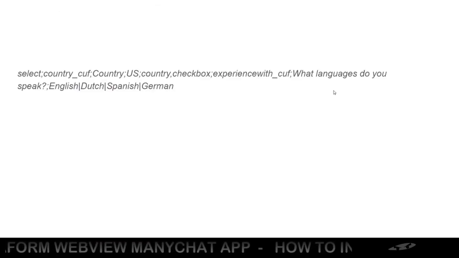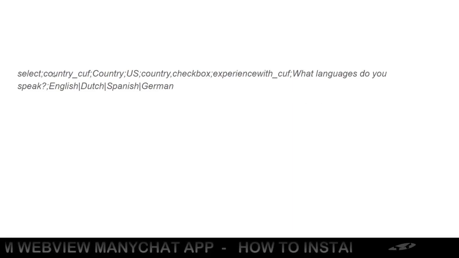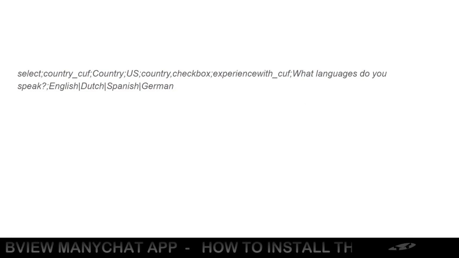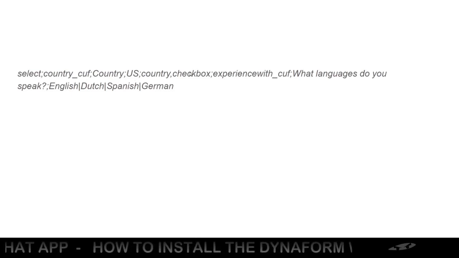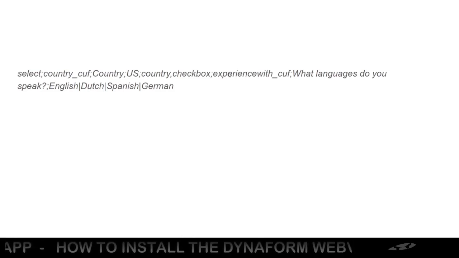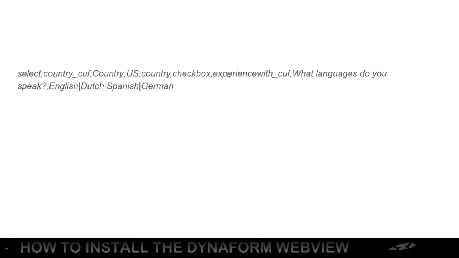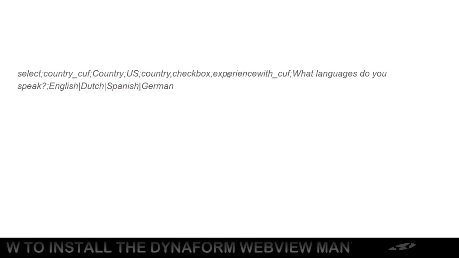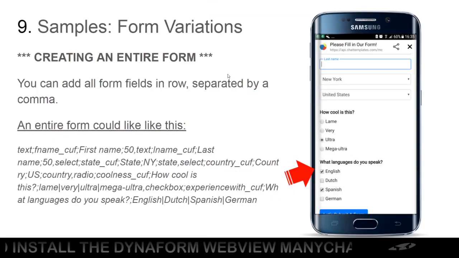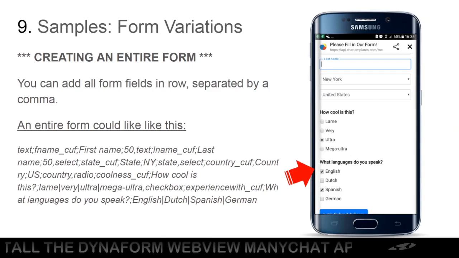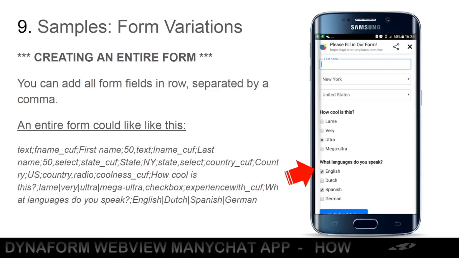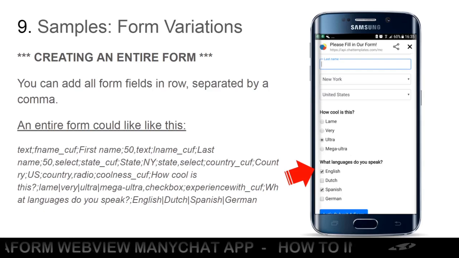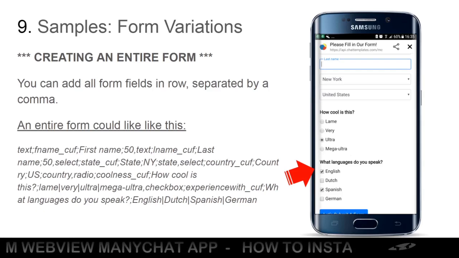This little line of code is all that you need to actually create a Webview form. And as you can see, this one will create a select field and a checkbox field, which is right here. And that's only two parts of a form, and you can also create an entire form, and I'll show you right here. As you can see, this section right here will transform into this entire form, and it's really, really easy.